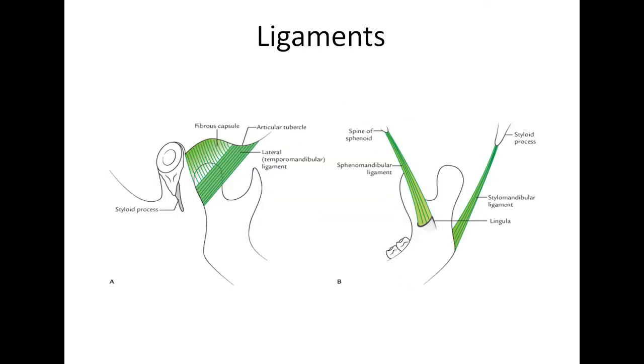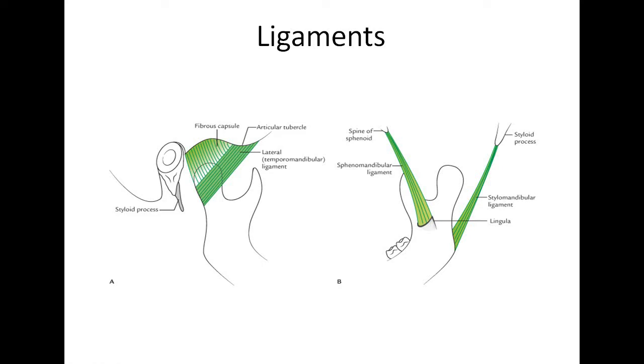Coming back to the ligaments. There are four ligaments present. One is the fibrous capsule, then the lateral or temporomandibular ligament, which are the true ligaments, and two accessory ligaments. These are the spine of the sphenoid and stylomandibular ligaments.